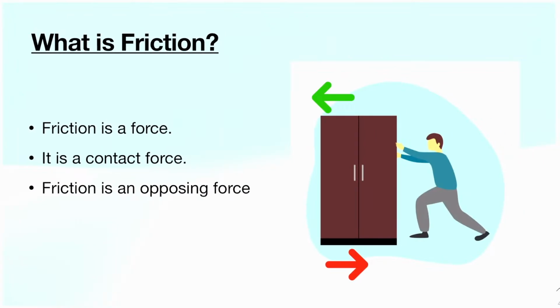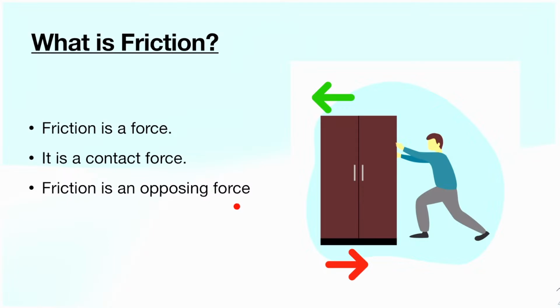In our previous class, we have studied that push, pull, stretch, lifting, all these are forces. So, what is friction then? Friction is also a kind of force. What kind of a force is it? It is a contact force. Friction happens when two objects come in contact with each other, and hence it is called a contact force.